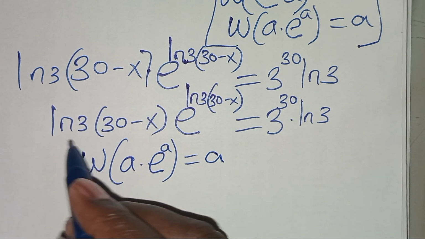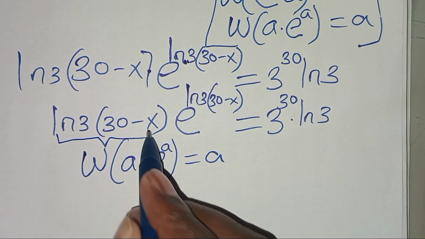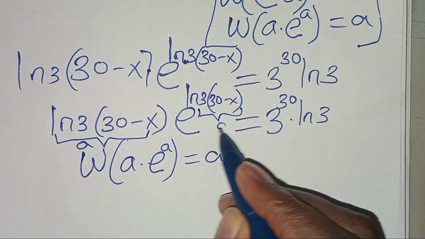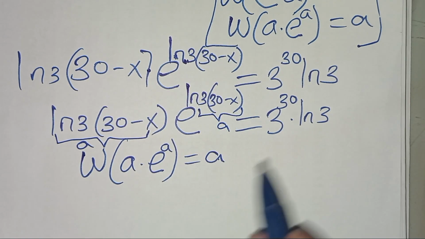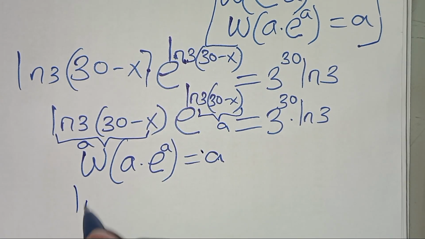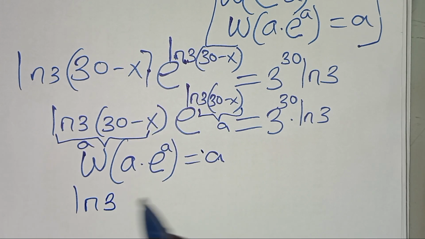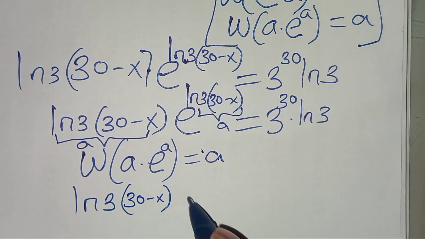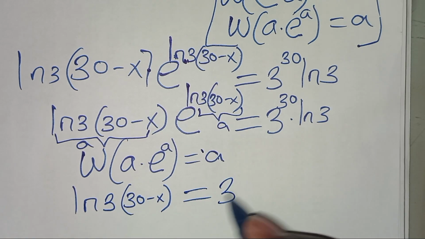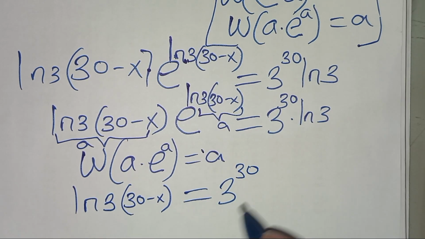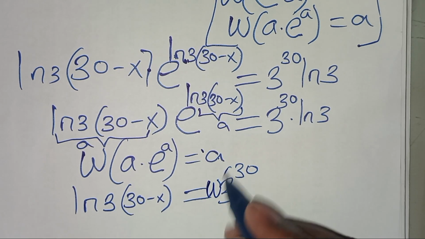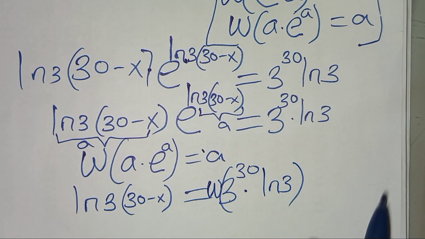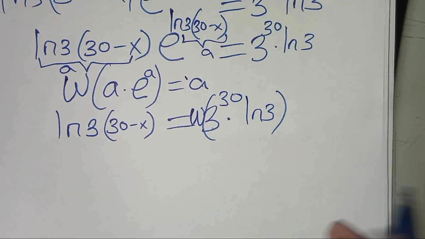So in this case, this is a, and also this part, this is a. So now applying this property, we will have natural log of 3 times 30 subtract x is equal to the Lambert W function of 3 to the power of 30 multiplied by natural log of 3.